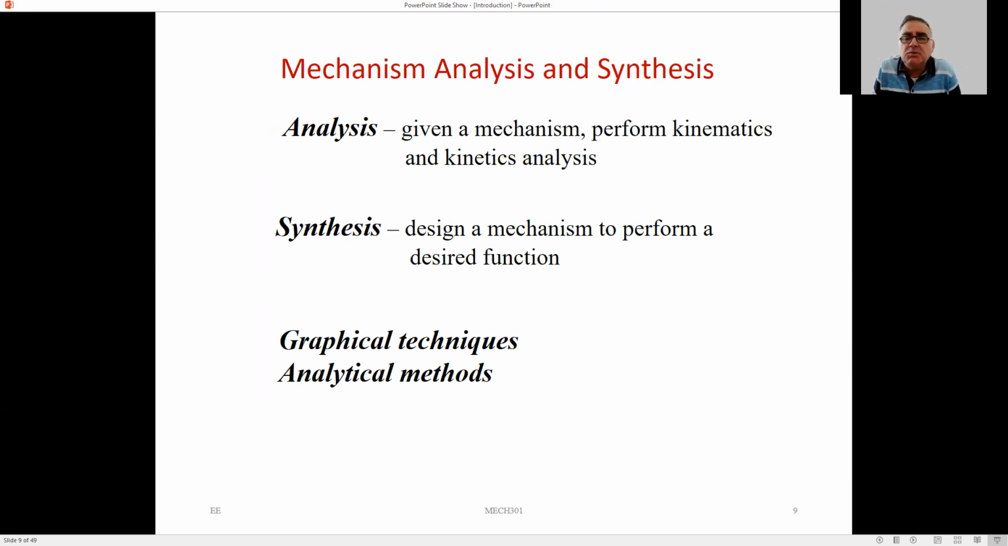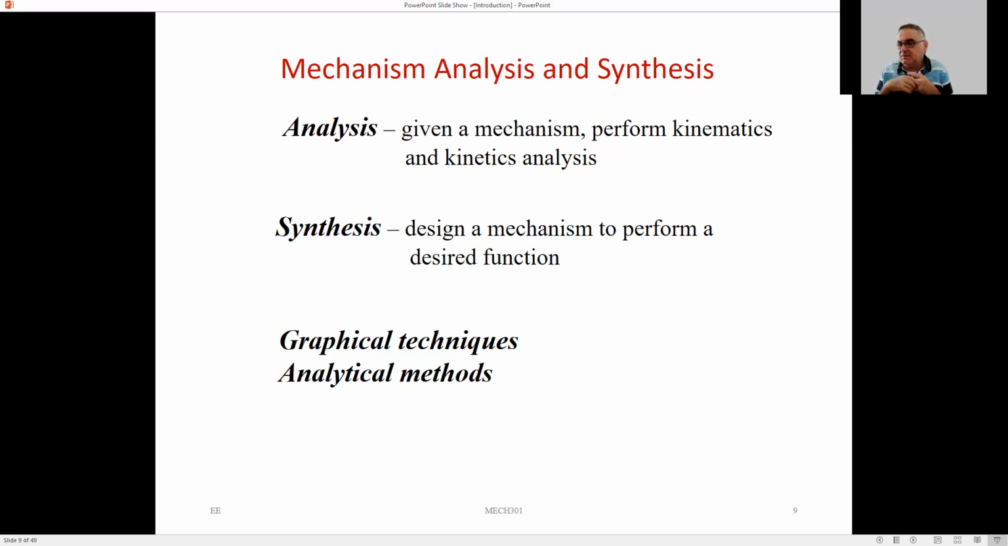What we are going to do is, if you are given a certain mechanism with all its dimensions and so on, and its input velocity specified, you can and you should analyze the positions, velocities, and accelerations at all possible points. So you can perform kinematic and kinetic analysis. Analysis, as I said, is the easier task.